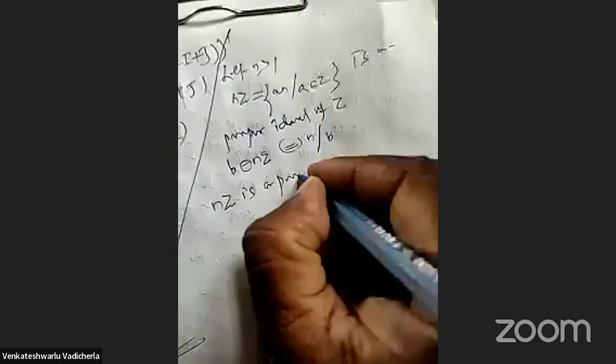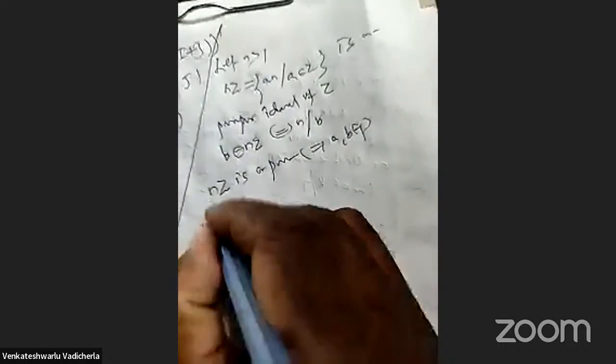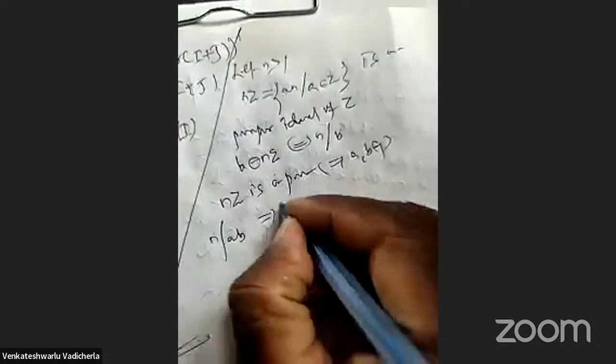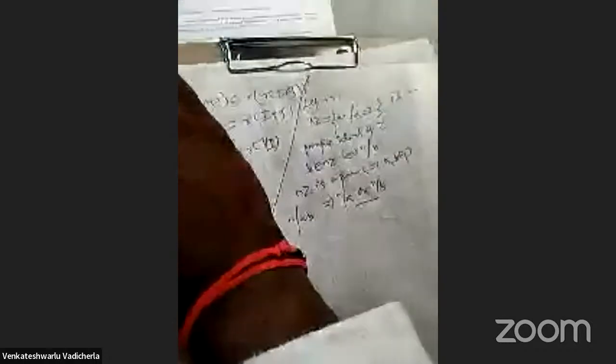Prime if and only if a, b belongs to P, so n divides ab implies n divides a or n divides b. This is equivalent to saying n is a prime element.